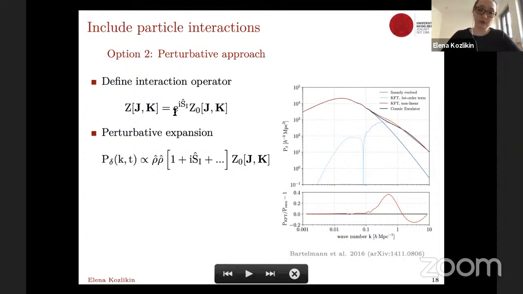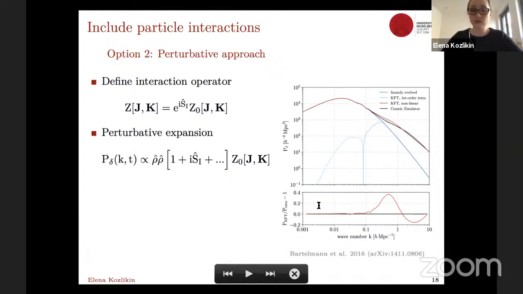But the perturbative expansion is then in terms of this interaction operator. So we expand this exponential, and the first order will be just the free evolution of particles, and the second order will then contain something where you apply the interaction operator on the free generating functional, and this will be to first order in the two-particle interaction potential, and so on. And then you can again apply the suitable density operators that we've defined before and compute the density power spectrum.